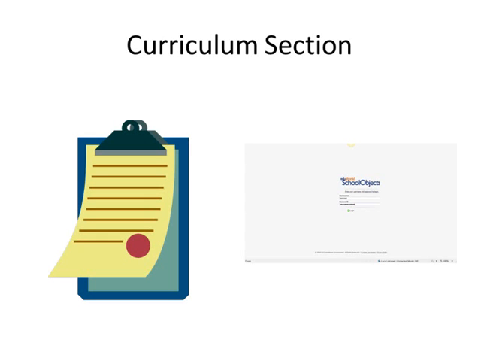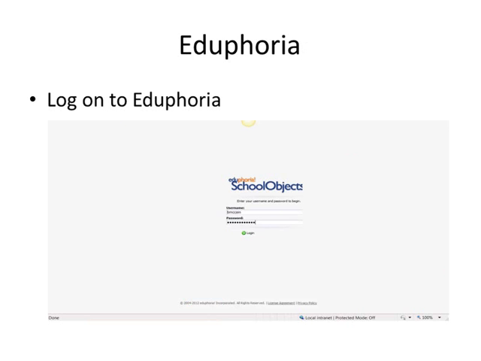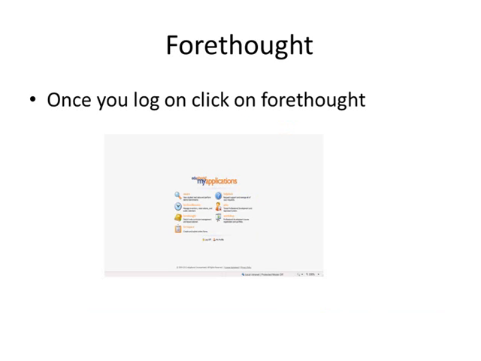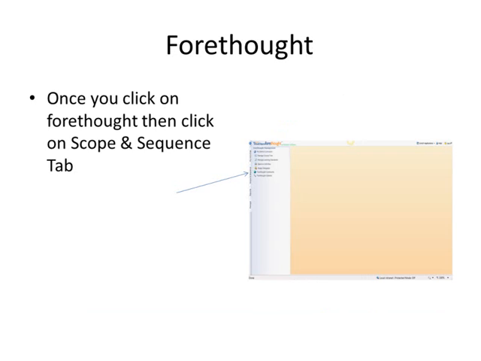One of the most important components of this section is for teachers to understand the general curriculum is what they are to follow. An easy way to access the general curriculum is logging on to Eduphoria and going to Forethought and clicking on the Scope and Sequence tab. You can navigate Forethought by clicking on the level in which you want to go to. So first you're going to log on to Eduphoria. Then once you log on, you're going to click on Forethought. Once you click on Forethought, then you will click on the Scope and Sequence tab.